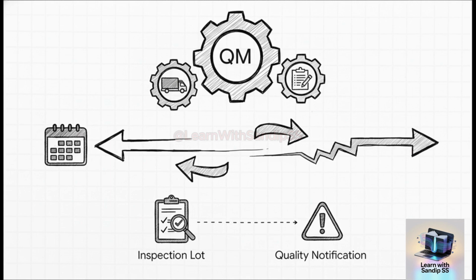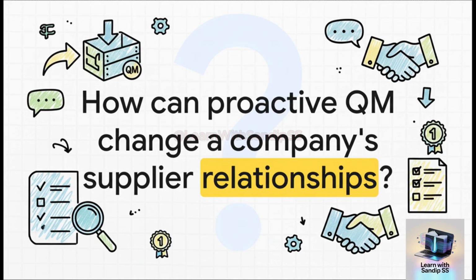Got it? And I'll just leave you with this final thought to chew on. We've walked through the how, the process steps, but I want you to really think about the bigger picture, the strategic impact. What happens when you stop sending angry, reactive emails and start using structured, data-driven quality control? How does that completely transform your relationship with your suppliers?